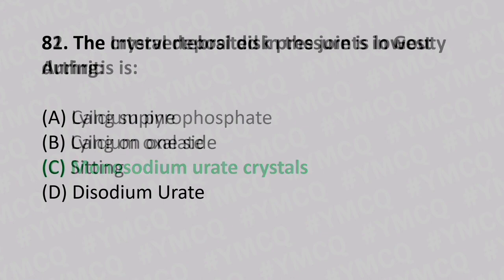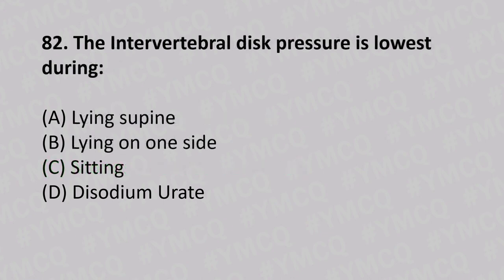Moving to our 82nd question. The intervertebral disc pressure is lowest during: Option A, lying supine; Option B, lying on one side; Option C, sitting; Option D, disodium urate. And the answer is Option A, lying supine.